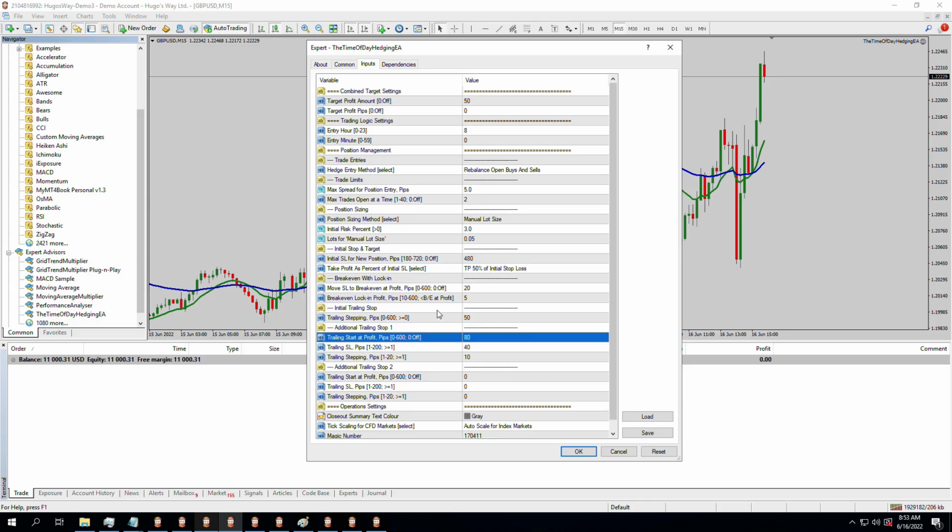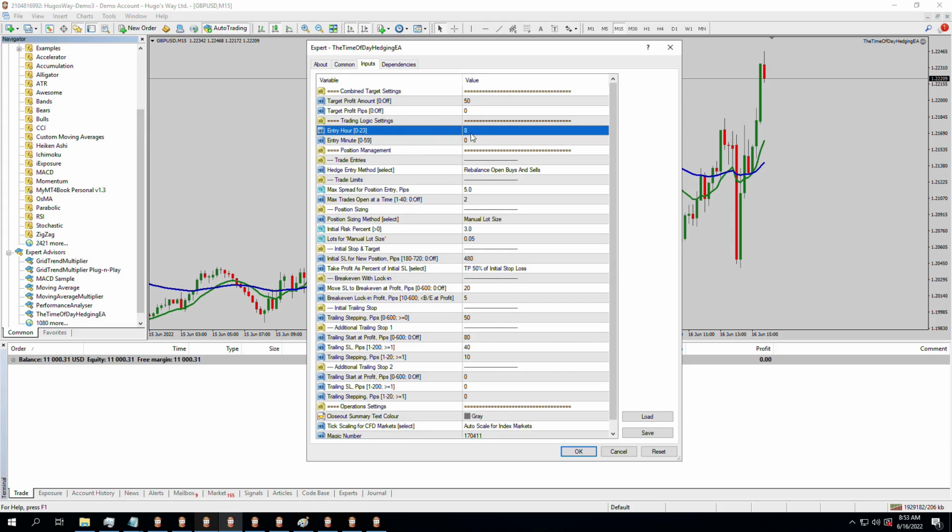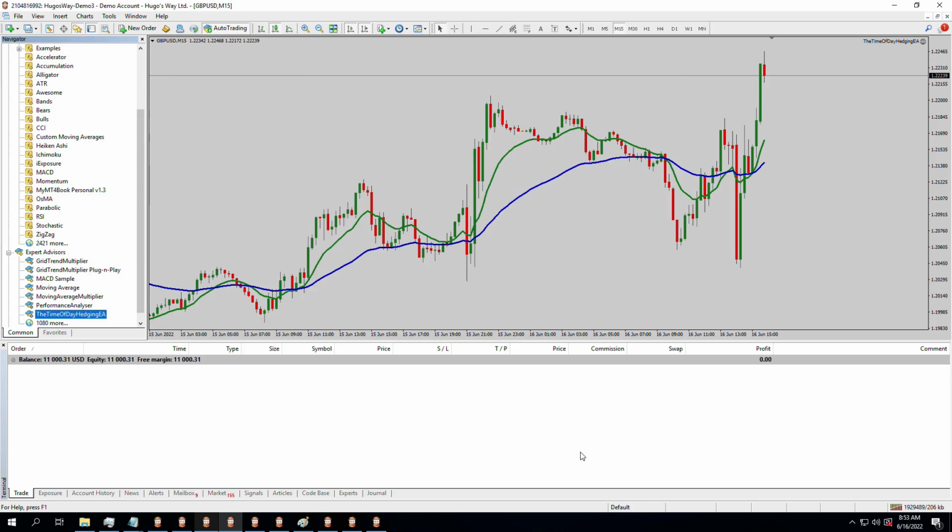Now, it says that the entry hour, let's go back to this, anywhere from 0 to 23. This says 8 server time. So right now I said the server time is about 1500. So let's go ahead and launch this. It's not going to enter any trades. And then we'll come back here. We're going to go look at the specific time. We'll come back here and set a specific time, hour and minutes, so we can actually see this enter the trade. So let me hit OK.